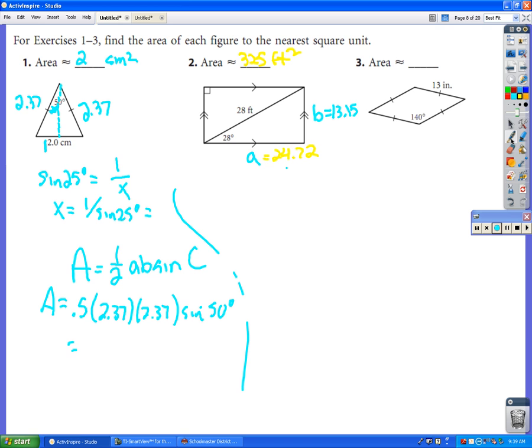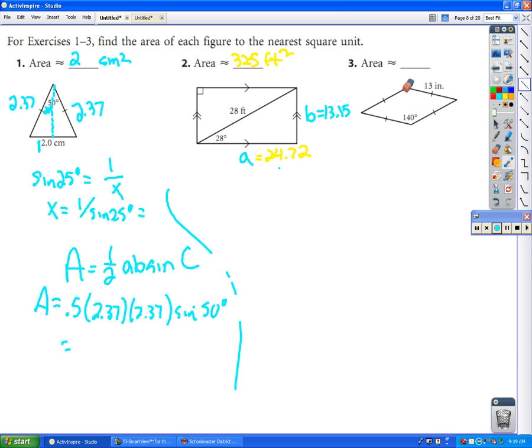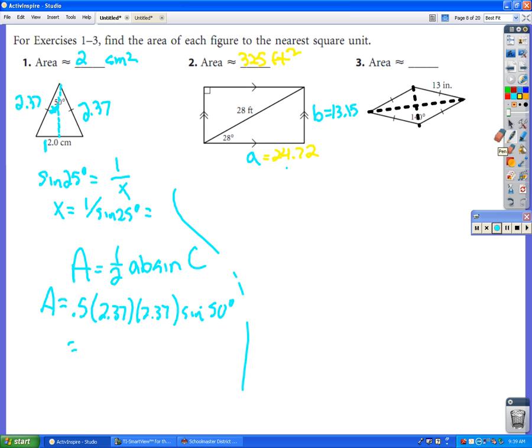I guess the main thing here is that we could think about cutting this into 4 little right triangles like that. And if we can find the area of one of the right triangles, then we can just multiply by 4 and we're good to go, right?